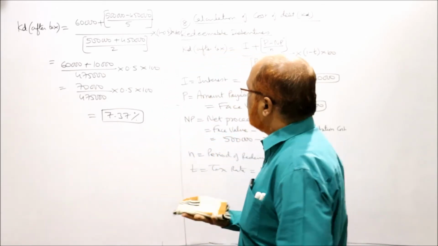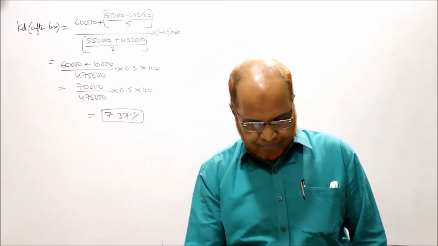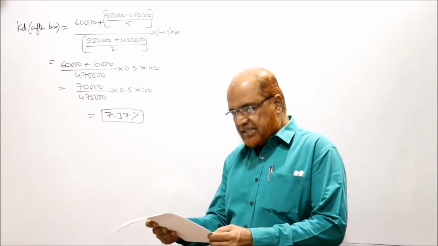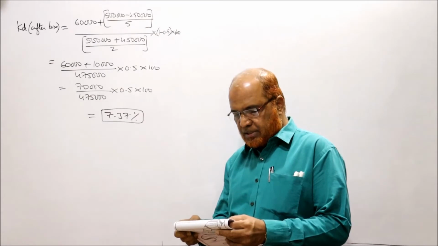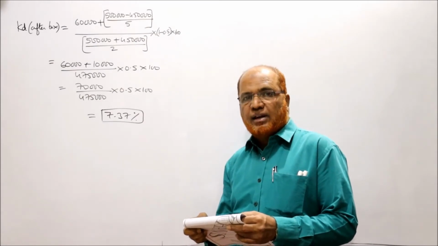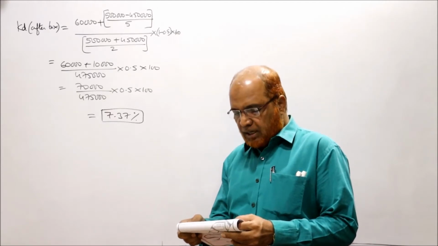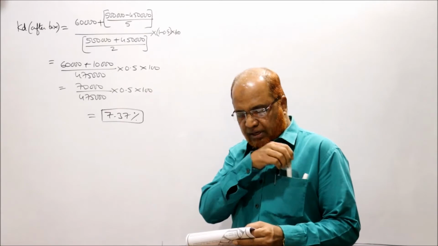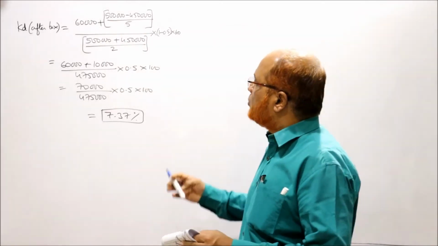Come on, we'll start the ninth problem. See the problem number 9. A company issues 10 lakh rupees 10% redeemable debentures at a discount of 5%. Again, it is specifically given redeemable. The cost of flotation amounts to 30,000. The debentures are redeemable after 5 years. Calculate the after-tax cost of debt assuming a tax rate of 50%. Exactly similar to the previous problem.